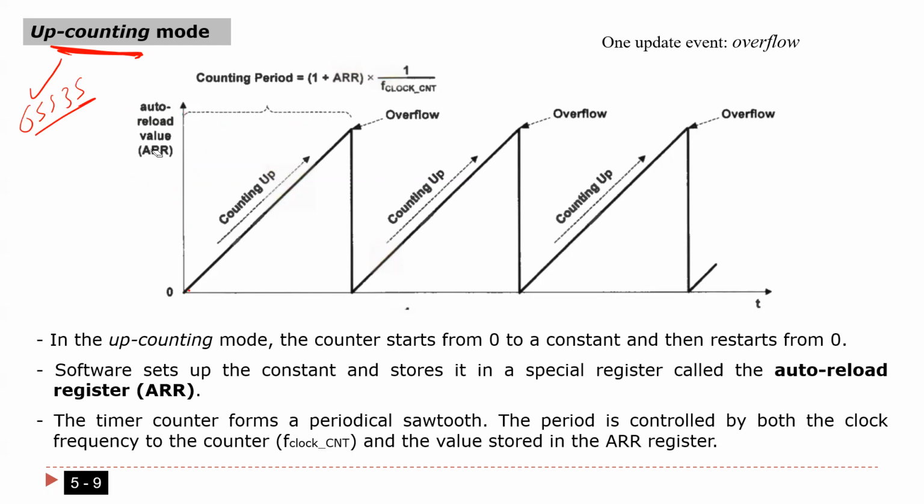For example, if I make it 1,000, what's going to happen? This one is going to count from 0 until 1,000, and it's going to go to 0 again, 0 to 1,000, 0 to 1,000, and so on. Is that okay, guys?